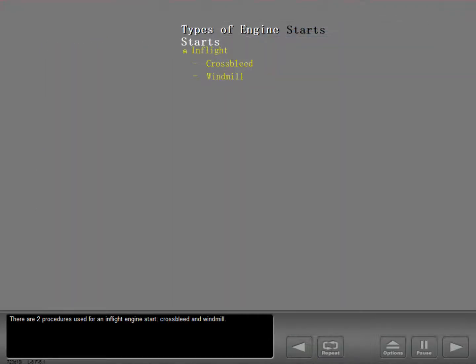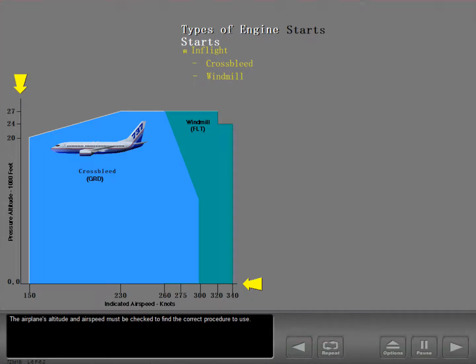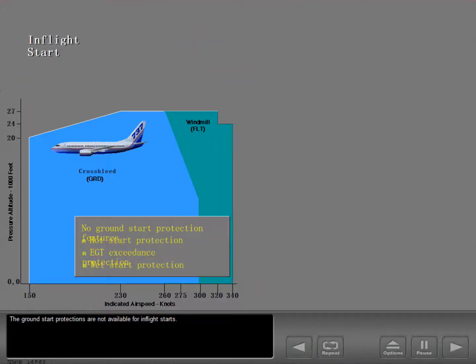There are two procedures used for an in-flight engine start: crossbleed and windmill. The airplane's altitude and airspeed must be checked to find the correct procedure to use. The ground start protections are not available for in-flight starts.